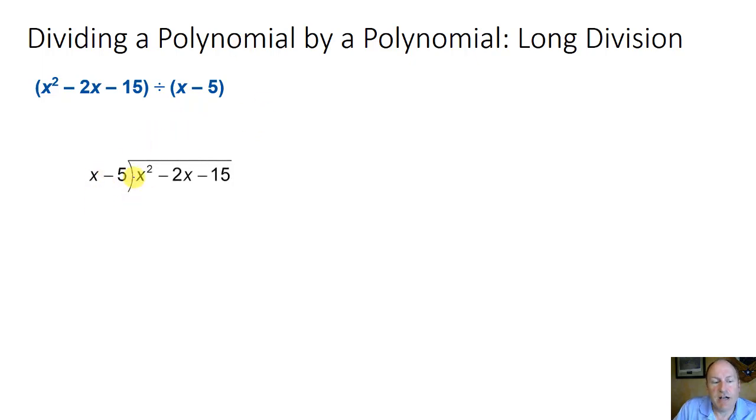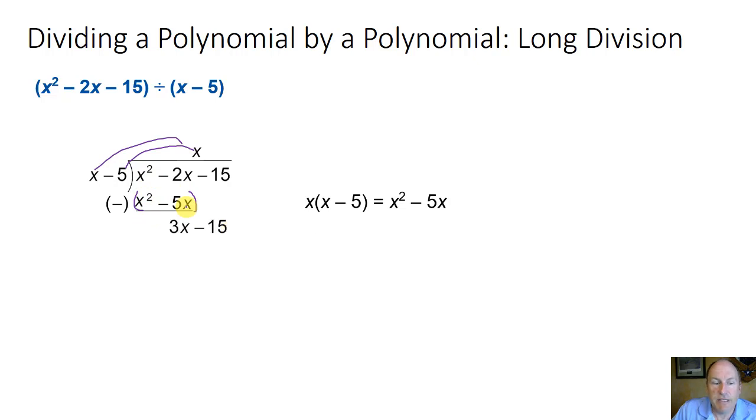Okay, so x minus 5, we're looking for how many times x goes into x squared. Well, it goes in x times. And so we distribute this out, the x minus 5, and we get x squared minus 5x. We're going to subtract that just like we did on the first set of slides, and we get x squared minus x squared is 0. Negative 2x minus negative 5x is positive 3x, and we bring down the negative 15.